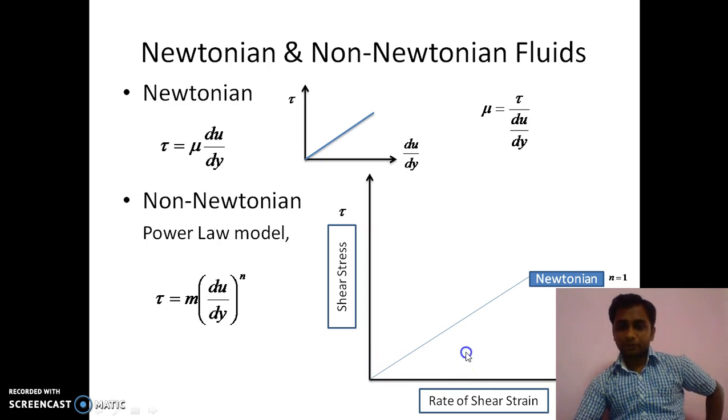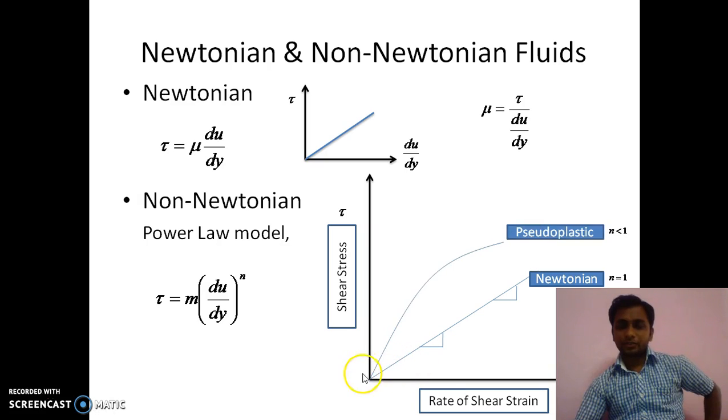Now here, we can draw slopes at different locations. One slope I am drawing here, and at some other location another slope is drawn. It is clear from this that the slope remains the same everywhere. It means that the slope is nothing but mu, and mu remains constant throughout. Whatever the rate of shear strain you have, the viscosity will be constant. Now if we consider n less than 1 and plot the equation on the graph, you will get a non-linear relationship between tau and du by dy.